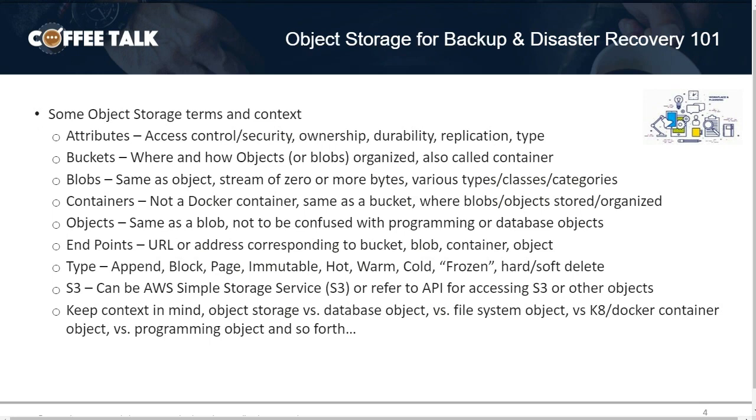Okay, so as I mentioned, there are different types of objects or blobs. There's append, there's block. A page blob is common in the Microsoft, in the Azure world, where a page blob is used for virtual hard drives, virtual disks, imaging, stuff like that, whereas a regular blob is more analogous to an object in the AWS world.